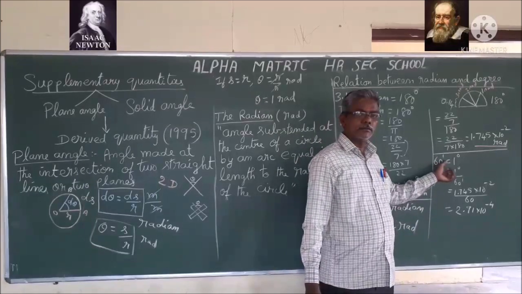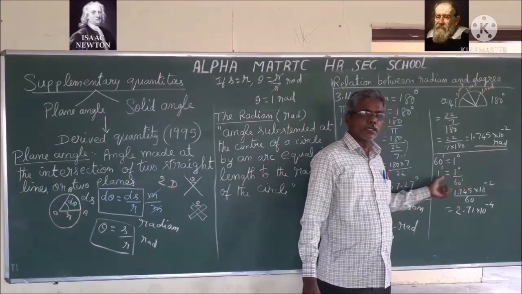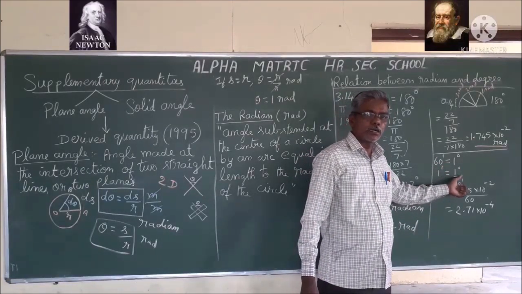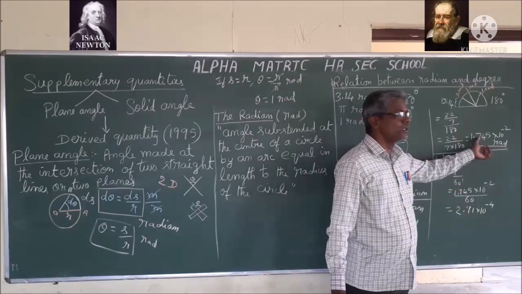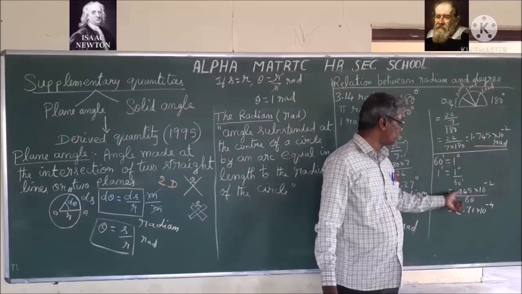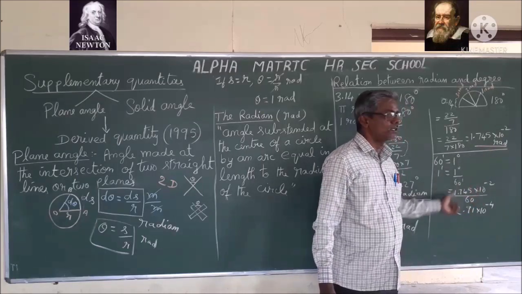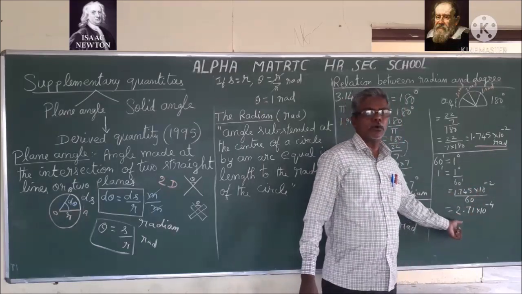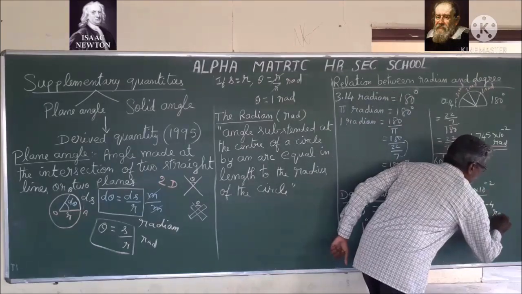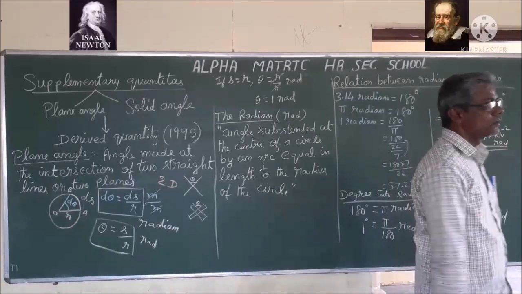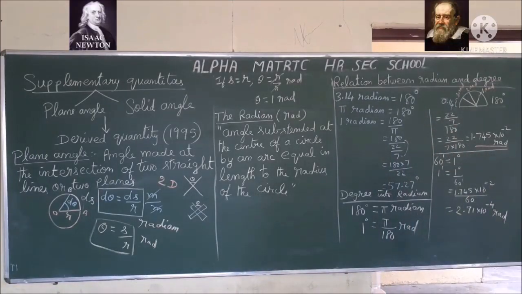So 60 minutes is equal to 1 degree. Therefore 1 minute is equal to 1 degree divided by 60. We know the value of 1 degree, that is 1.745 into 10 power minus 2 divided by 60. If I simplify this, I will be getting 2.91 into 10 power minus 4 radian.